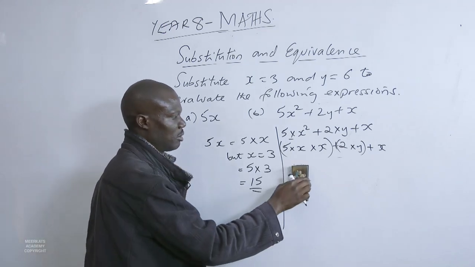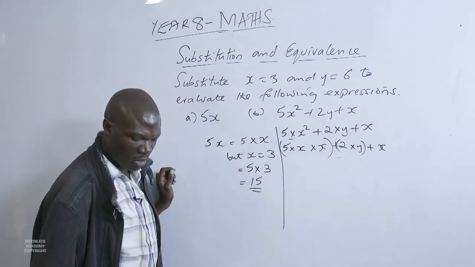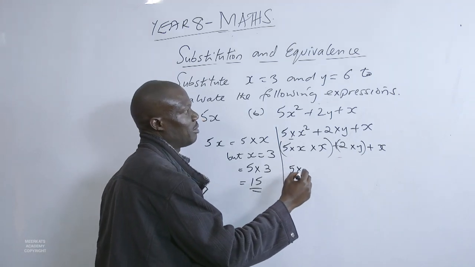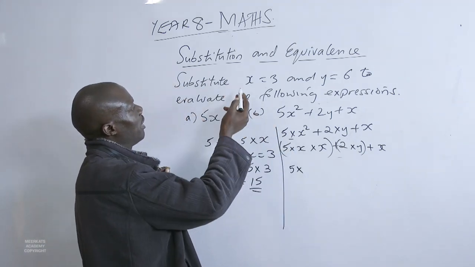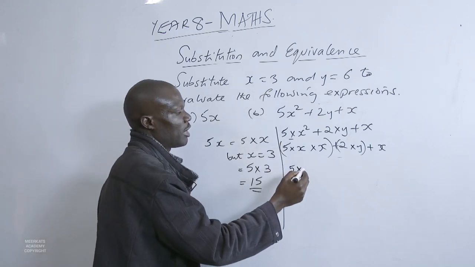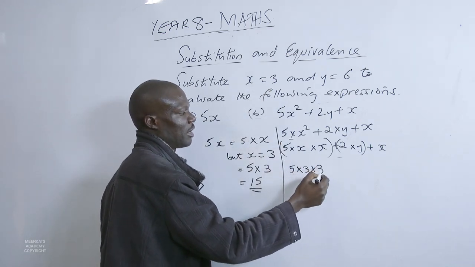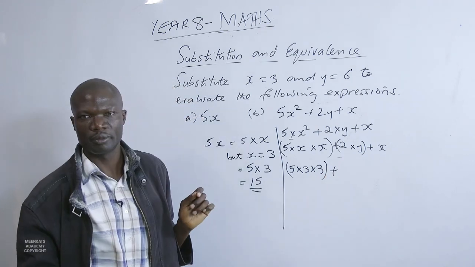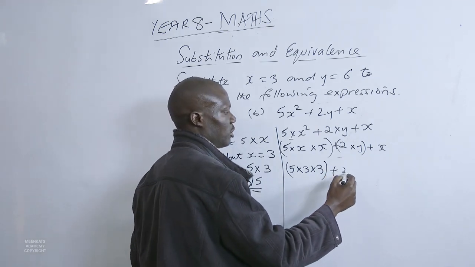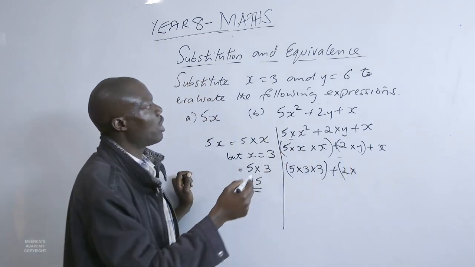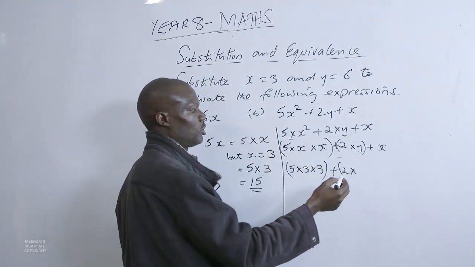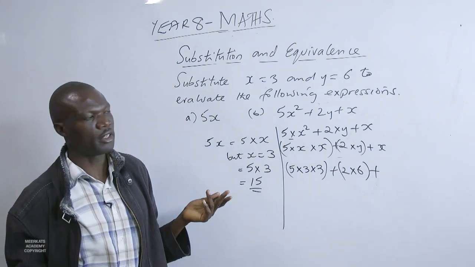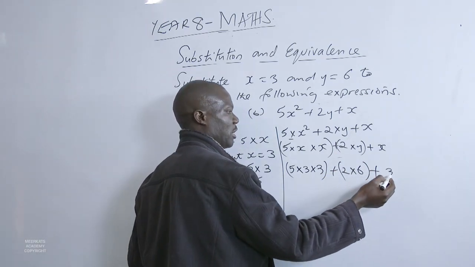For the first term that we had, 5x squared would be 5 times x squared, and x is 3, so times 3 times 3, plus 2 times y, but y is 6, so 2 times 6, plus x, and x is 3, so we shall bring in 3 there.